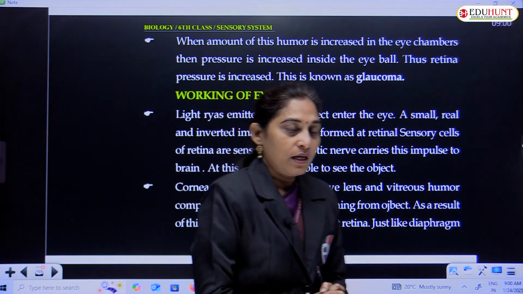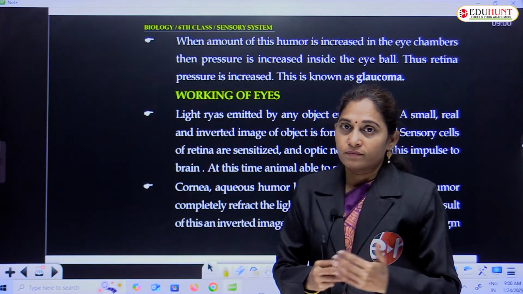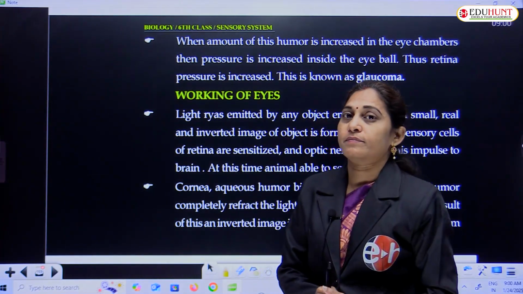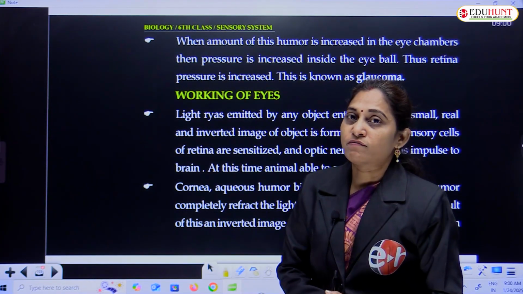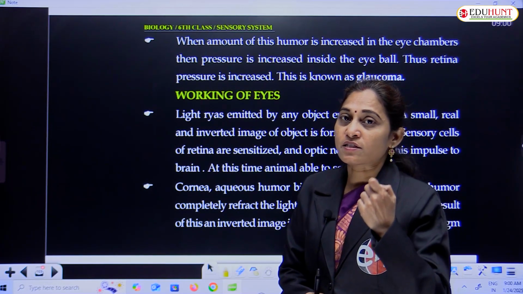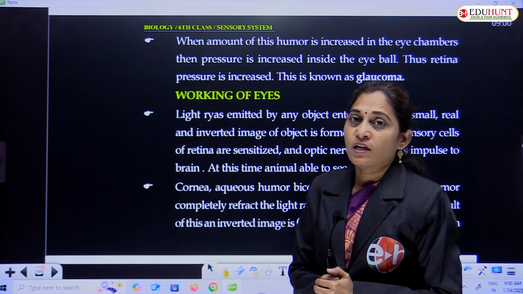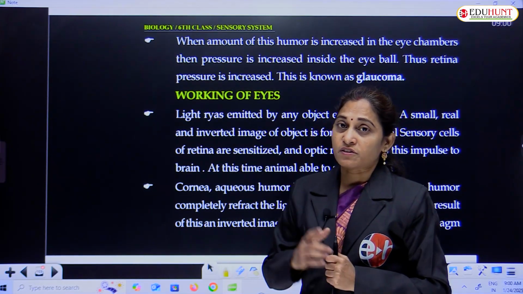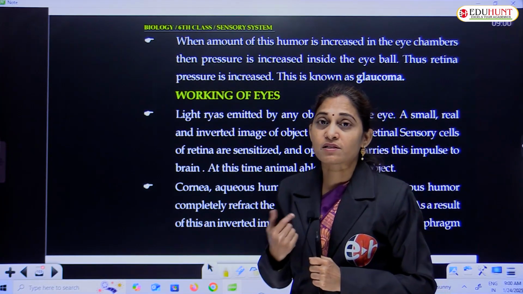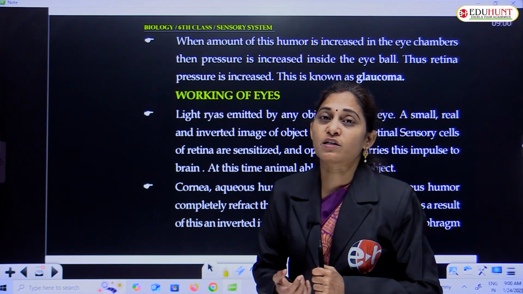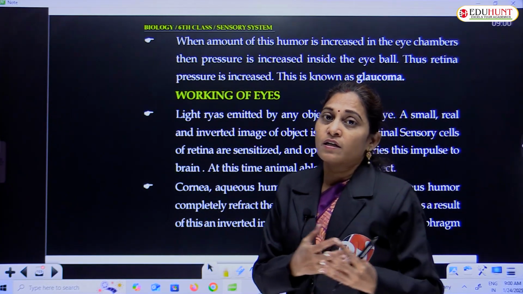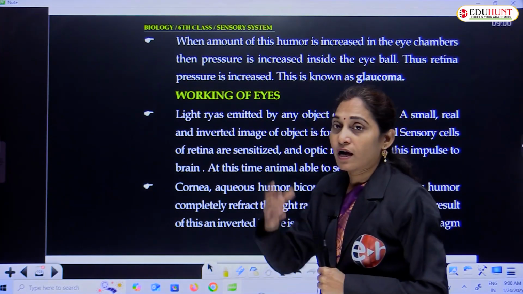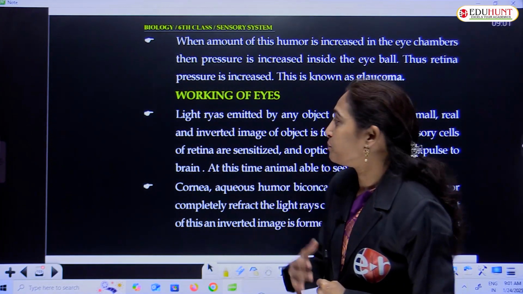First of all, any light that is emitted by the object that falls on the eye is perceived by the sensory cells in the retina, and that stimulus, that impulse, will be transmitted to the brain through the optic nerve. Let us see how our eyes view different objects.